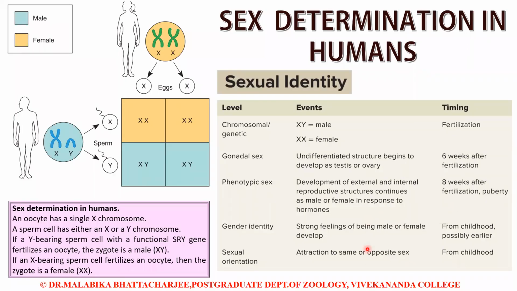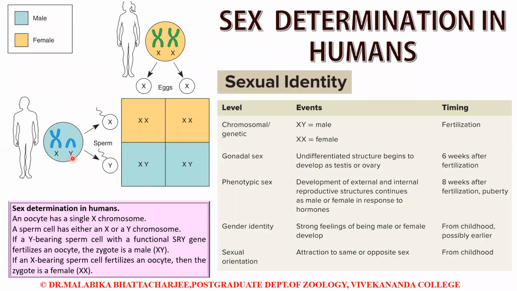Good morning. Today we will be starting sex determination in humans. Now as you can see on the left side of the picture, there is a male and a female. In humans, females have two X chromosomes, and males have one X chromosome and one Y chromosome.